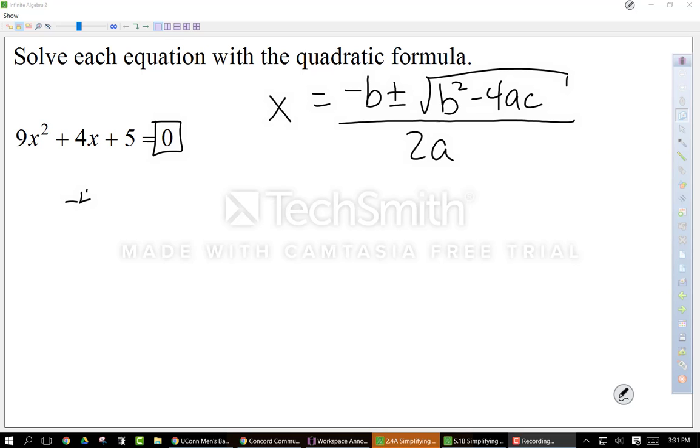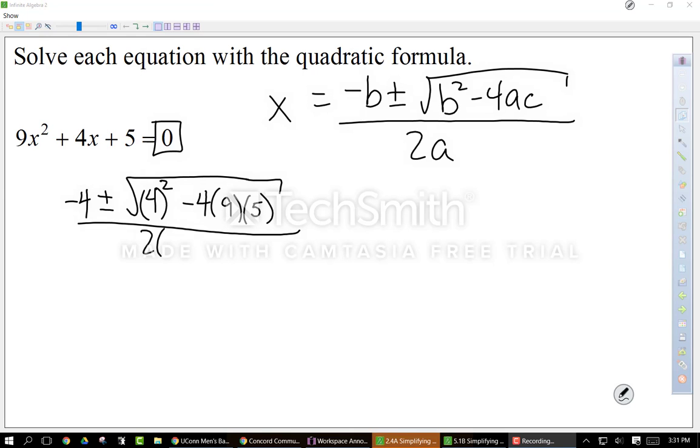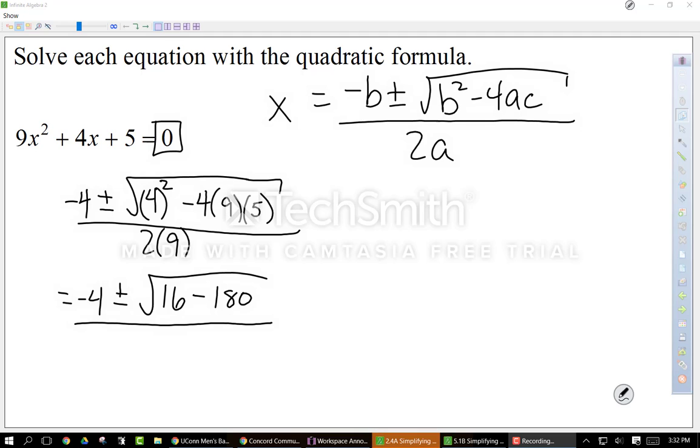So the opposite of b is negative 4 plus or minus the square root of 4 in parentheses squared minus 4 times 9 times 5 over 2 times 9, which is the a value, which is equal to negative 4 plus or minus the square root of 16. 4 times 4 is 16. And then minus. You notice I only have one minus, not two. Because of one minus, we're going to get a negative, right? And then 4 times 9 times 5 is 180 over our 18.